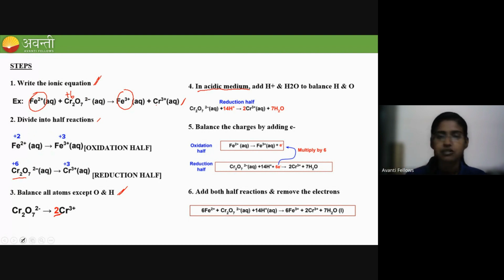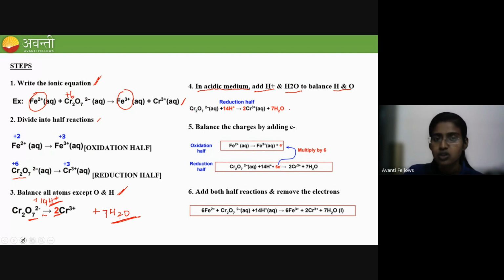Okay, you don't have to worry. If the medium is acidic, we have to add H plus and H2O to balance the hydrogen and oxygen. Now I'll take this reaction. I have 7 oxygen here, so I have to add 7 water molecules. Now I have 7 into 2, 14 hydrogen, so in the left hand side I will put 14 H plus. Now I have added H plus and H2O and balanced the hydrogen and oxygen also.